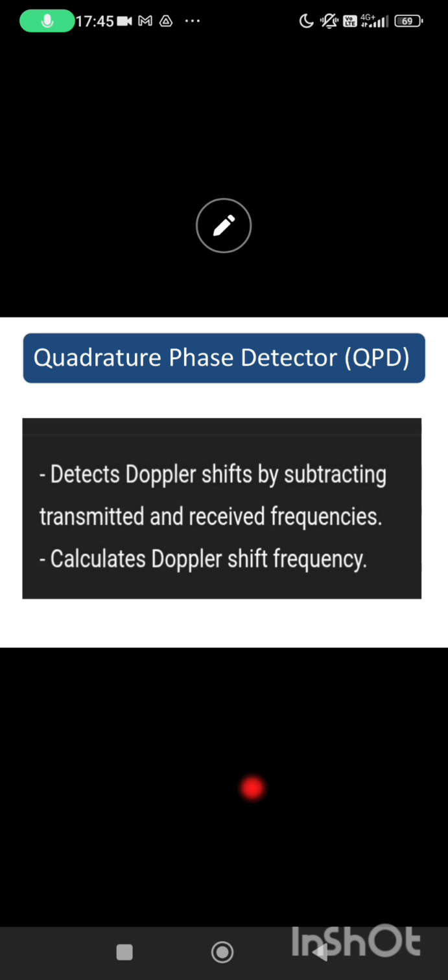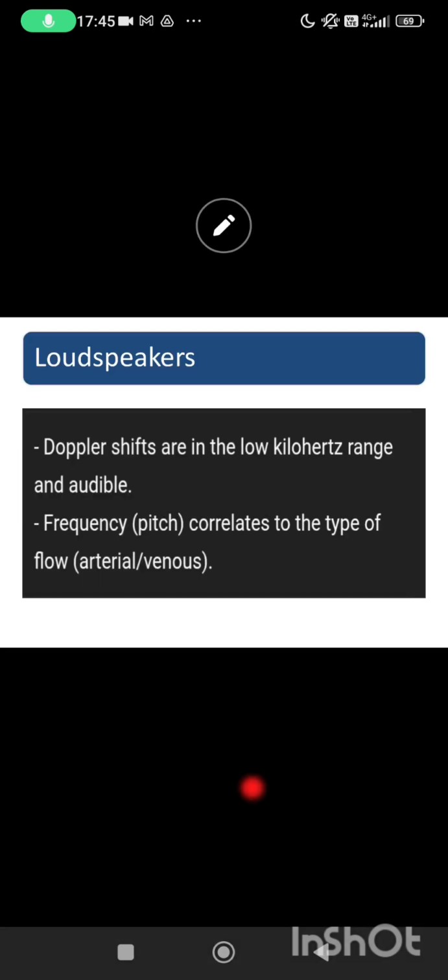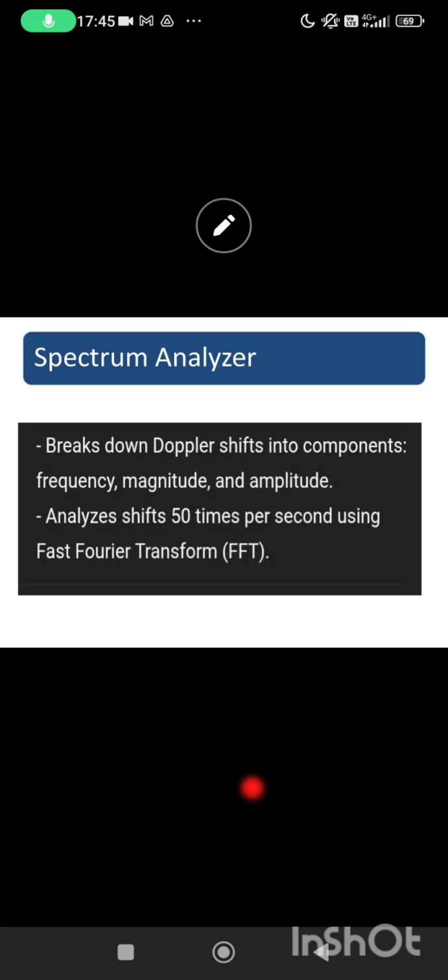Dr. Awadia. Detect Doppler shift by subtracting transmitting and receiving frequency by quadrature phase detector. Calculate the Doppler shift frequency also. Okay, very good. Tasveen. Okay, so the loudspeakers, it's audible, and the Doppler shifts are in the low kilohertz range. Now, from the pitch itself, you can actually know the type of flow, whether it's arterial or venous. Okay, very good.